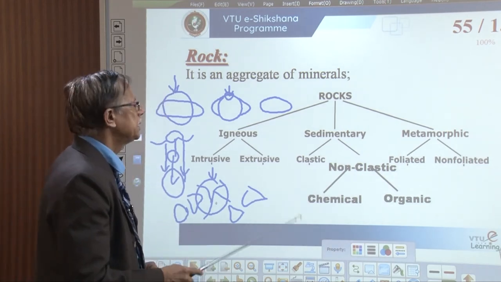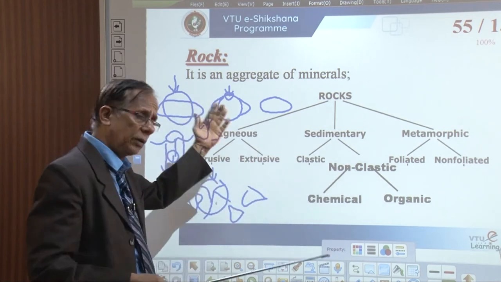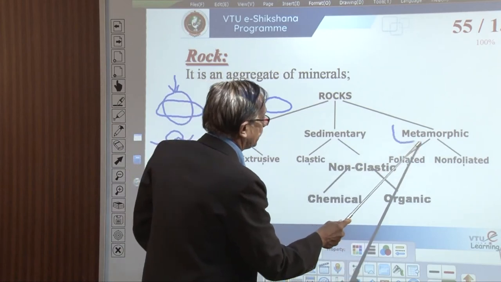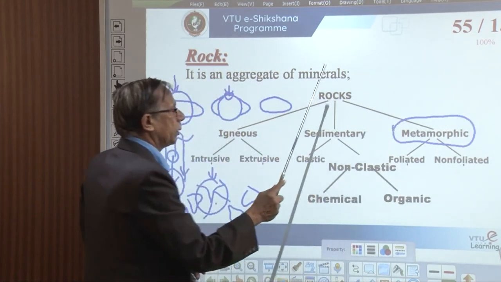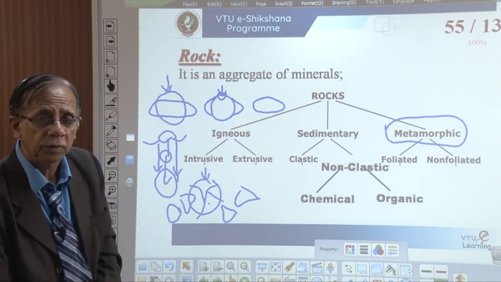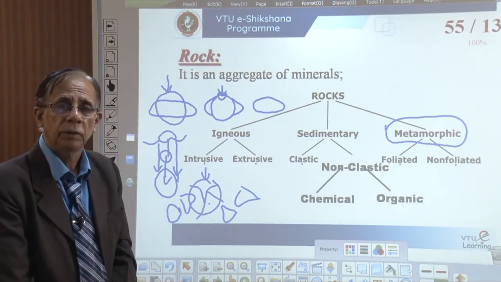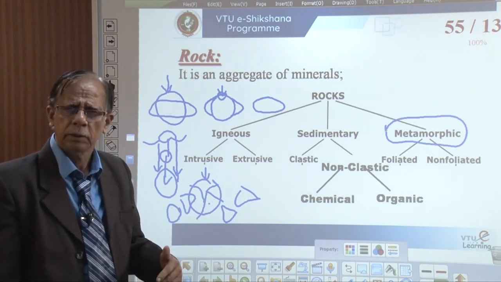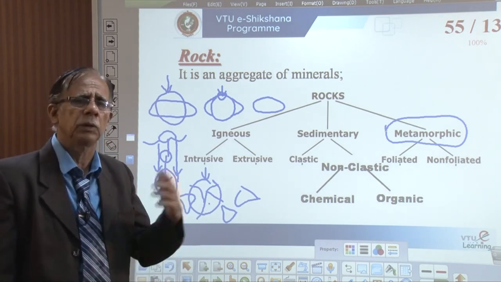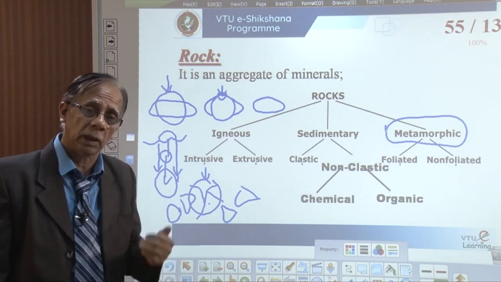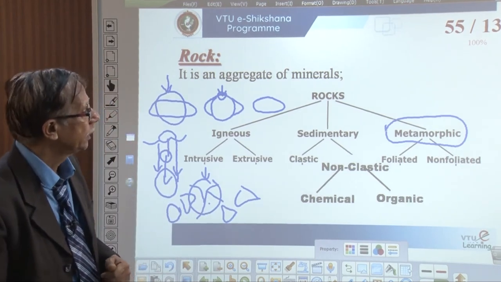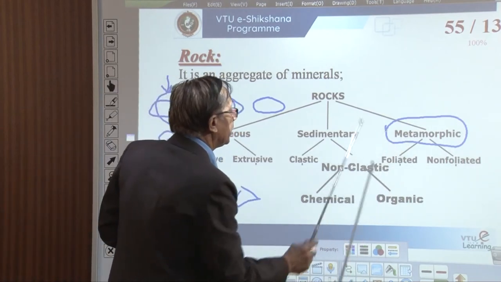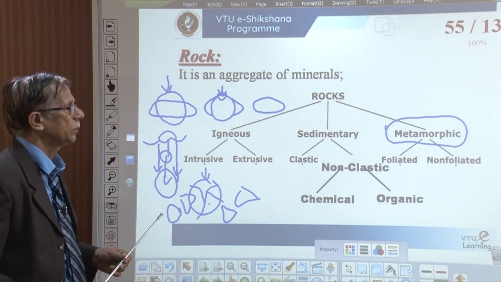The net result is, any rock that was already existing can undergo this kind of change and form a metamorphic rock. How do I know it is a metamorphic rock? What was the previous and what is present? There is a definite change, not everything, everywhere, anything can happen. That is a guideline for me. Anyway, we have a rock called metamorphic rocks.